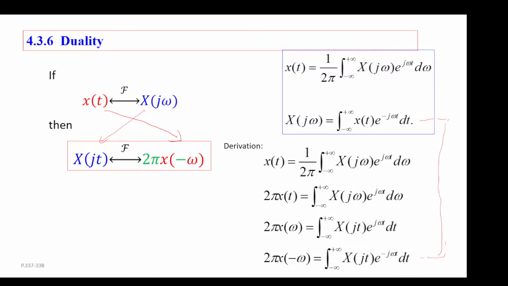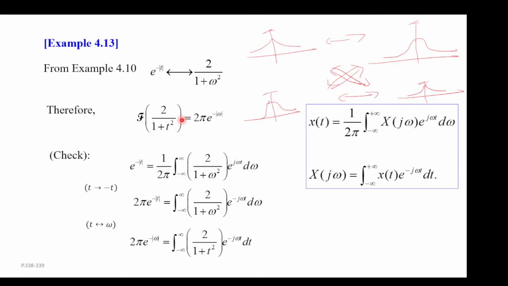So we compare those two. Then we think that this 2 pi small x of minus omega is now the Fourier transform of this big X of jt. The big X of jt is now on this x of t slot, and the 2 pi x of minus omega is on this X of j omega slot. Okay, let's see one example of this really quickly.